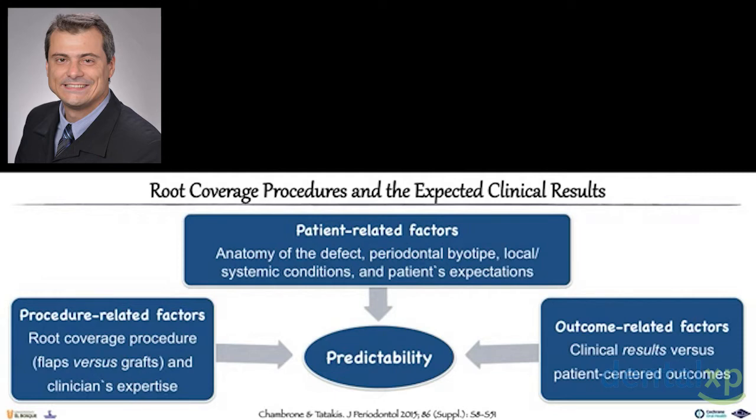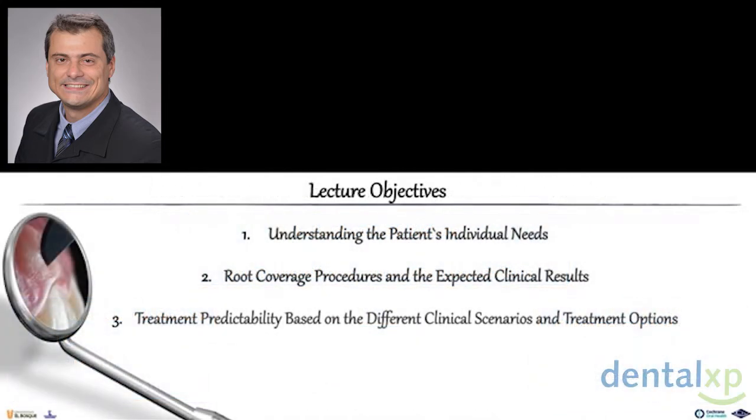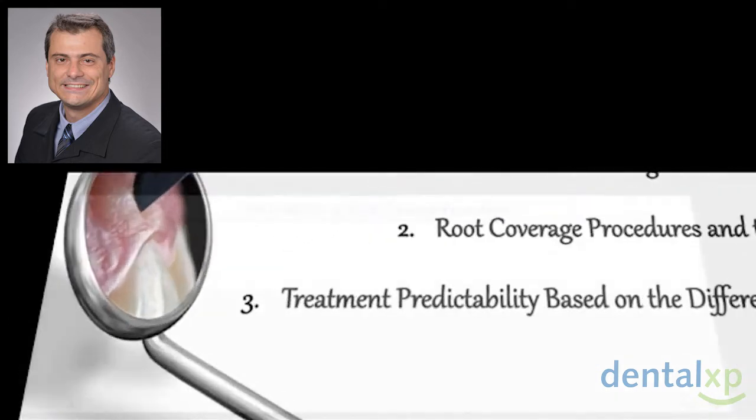Regarding procedure-related factors, we may consider results achieved by the different root coverage procedures like flaps or grafts and the clinician's expertise. And in terms of outcome-related factors, we have to consider also the clinical results versus patient-centered or reported outcomes. So, after briefly discussing the patient's individual needs and the expected results achieved by root coverage, let's consider the treatment predictability based on the different clinical scenarios and potential treatment options.